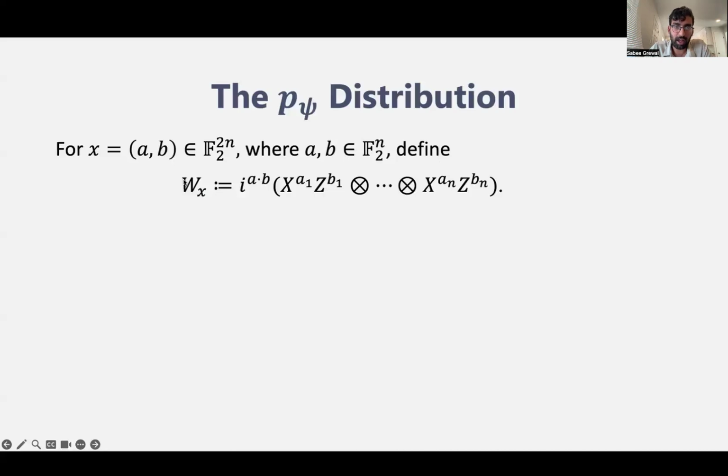We can define this operator wx as follows. On the first qubit, we have a Pauli x or a Pauli z, depending on whether the first bit of a and the first bit of b is a 0 or a 1. And it's this way for every single qubit. So we can see that this wx is a Pauli operator. In particular, we call it a Weyl operator. The Weyl operators are a subgroup of the Pauli group.